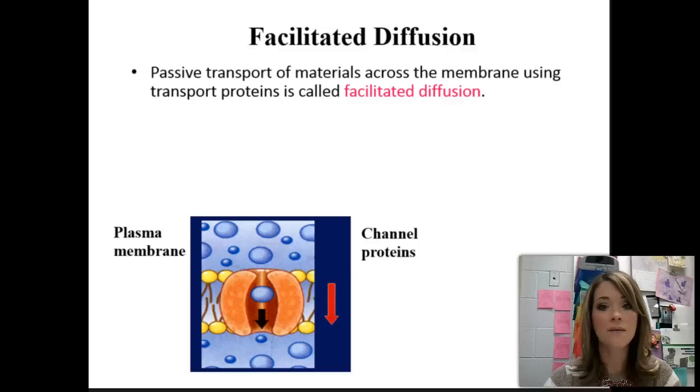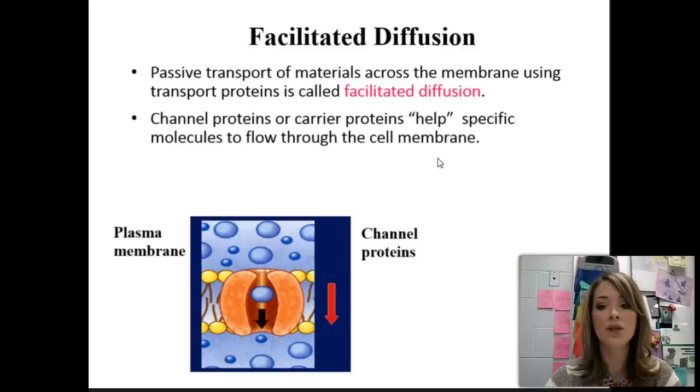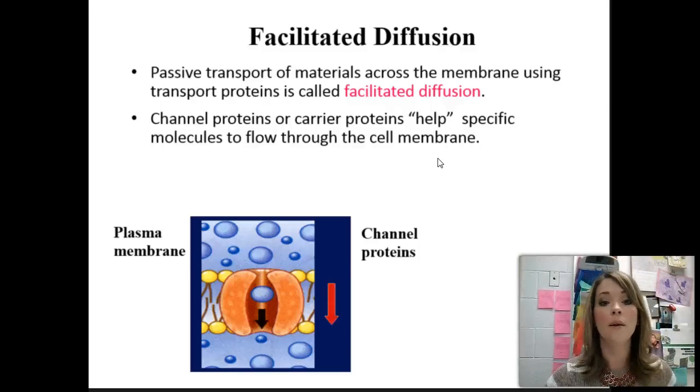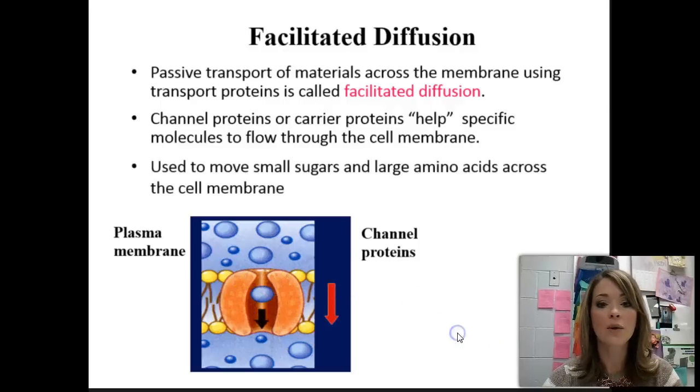There's also our second kind of passive transport that we're going to talk about, facilitated diffusion. And facilitated diffusion is where the materials cross the membrane. They still don't have to use energy, but they're going to have some kind of a channel protein or some kind of a carrier protein in order to help them go across the cell membrane. So here's an example of a channel protein. It just gives that specific molecule a channel to go through the cell membrane. And this is going to be used for things like sugars. Larger amino acids can go through these particular channels.